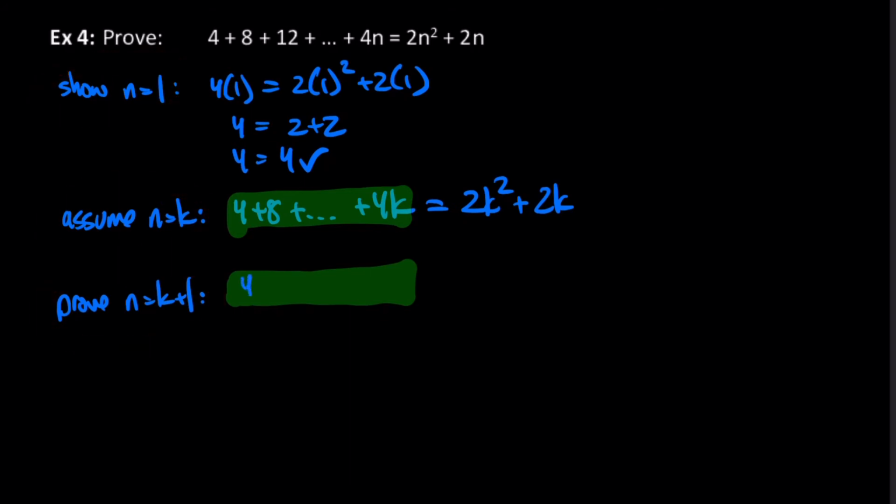Okay, so it's going to be 4 plus 8 plus dot, dot, dot, plus 4k plus my next term, which is going to be this, but I replaced the k with a k plus 1. So it's 4 parentheses k plus 1.